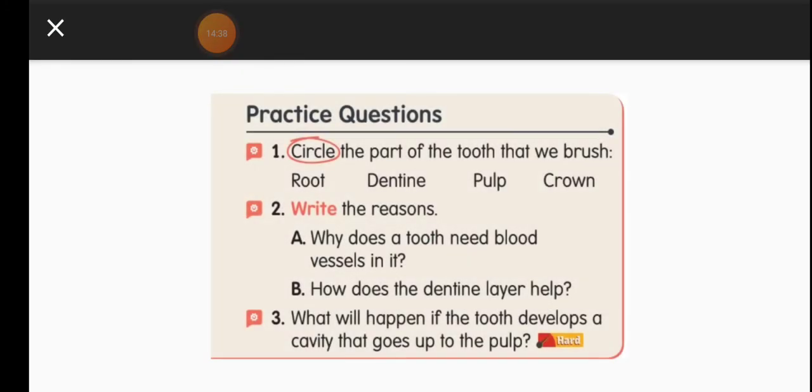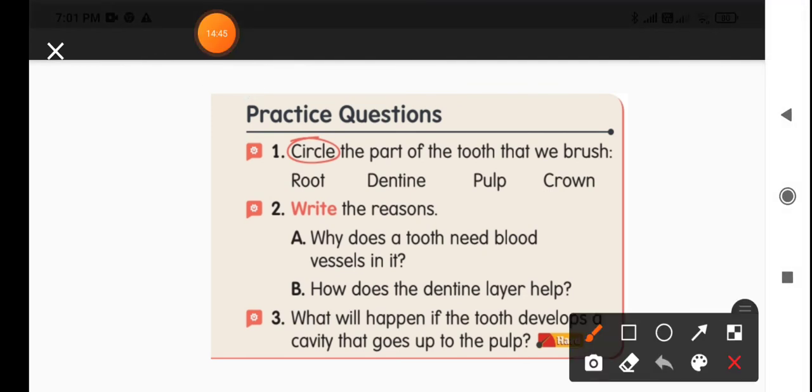Even here also, circle the part of the tooth that we brush. Every day you are brushing. So just now you learnt the different parts of the tooth. So which part are you brushing? Is it the root part or the pulp part or the crown part? Obviously it is the crown part.